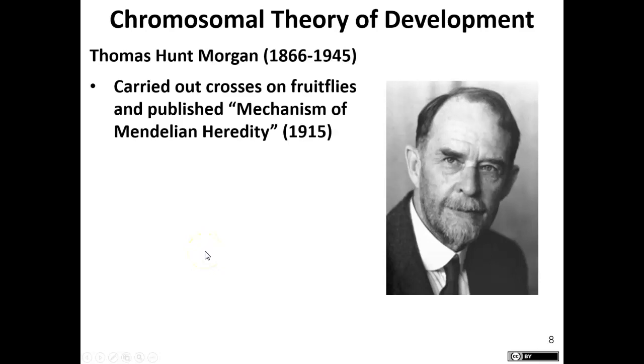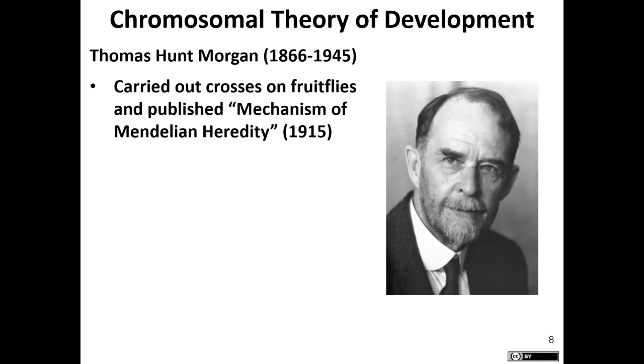Then Thomas Hunt Morgan, in 1915, carried out hundreds and hundreds, it might have even been thousands of fruit fly experiments. He worked for years on it, so it had to have been thousands, because fruit flies grow so fast. From the time they come out of the pupa to the time they are sexually active is 8 hours. So they have a very, very short lifespan. So I'm sure he did thousands of experiments on fruit flies.